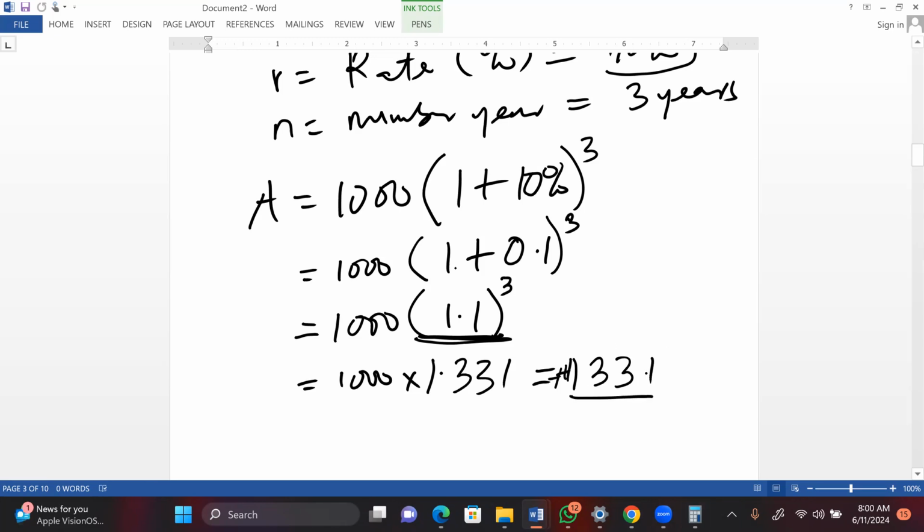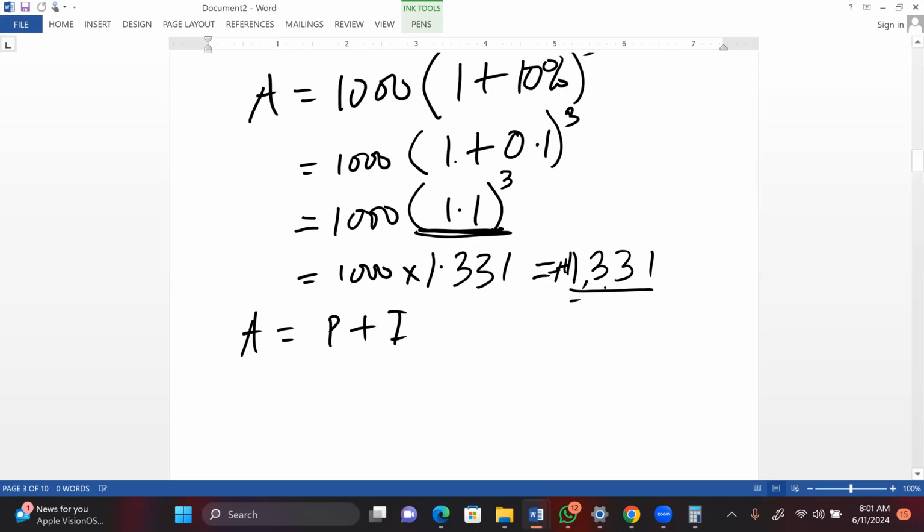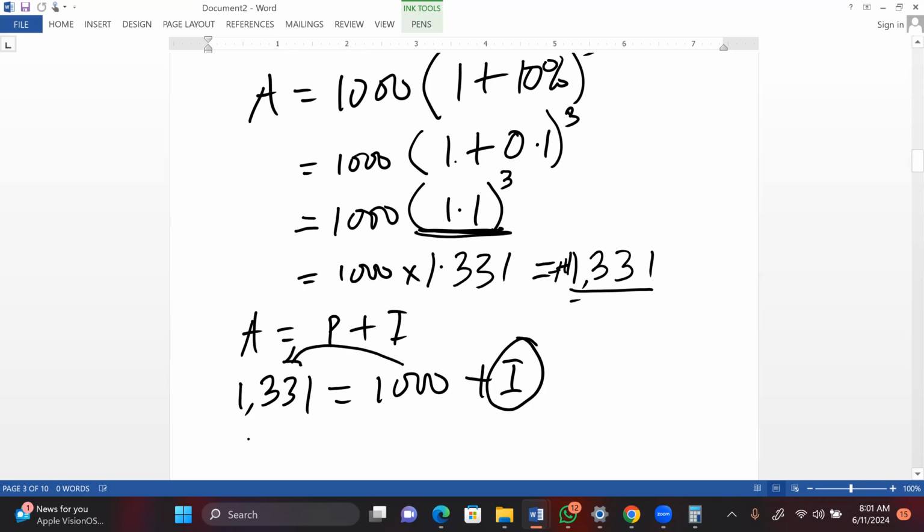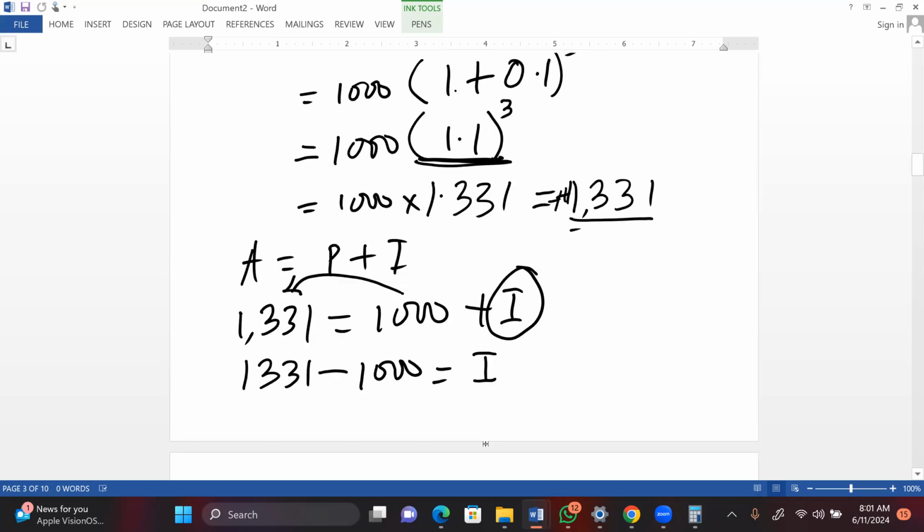This 1,331, the principal is already added to it. The amount is principal plus interest. So the amount we have, 1,331, equals the principal, which is 1,000, plus interest. It is the interest we are looking for, which is compound interest. We collect like terms: 1,331 minus 1,000. So the compound interest will then be 331.